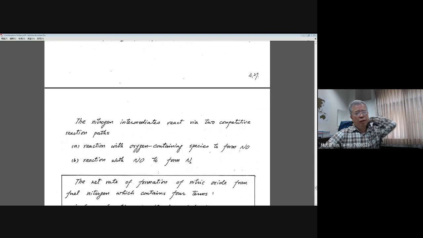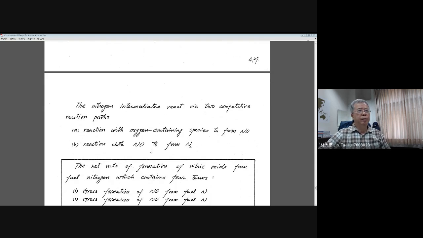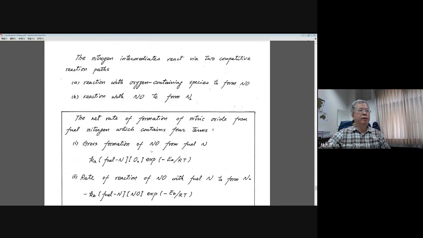But when you have those kinds of fuel NO, you should remember there are two very important chemical reactions. They are in competition. Here, they tell you there are two reactions. One is a reaction with oxygen-containing species to form NO. Those nitrogen intermediates will react with oxygen. Then they will produce NO. This is for the NO formation.